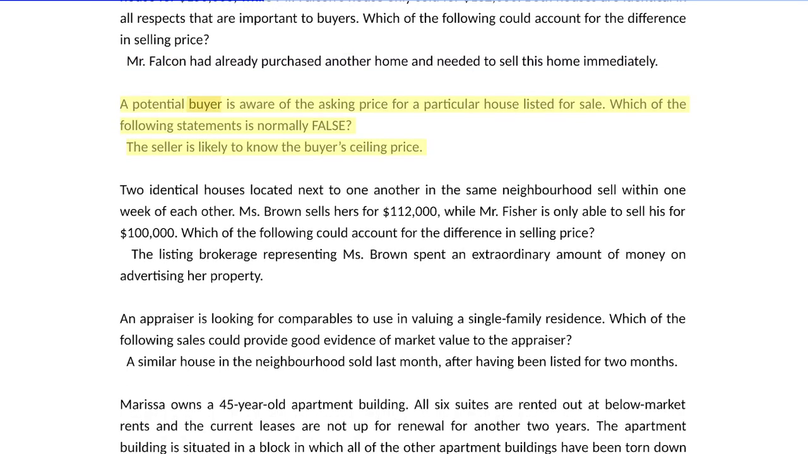A potential buyer is aware of the asking price for a particular house listed for sale. Which of the following statements is normally false? The seller is likely to know the buyer's ceiling price.